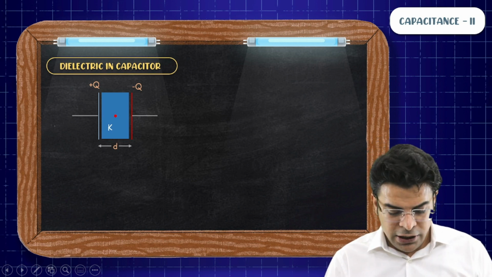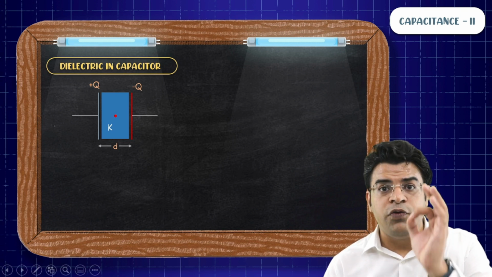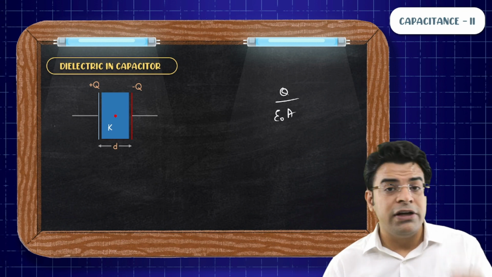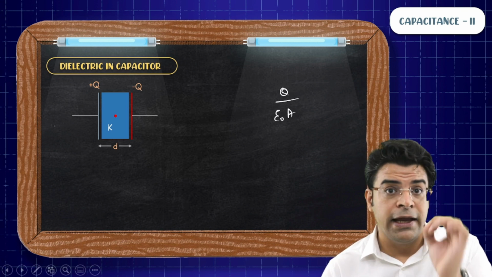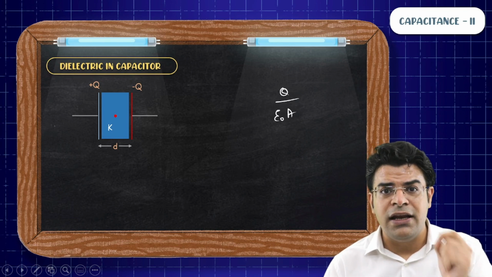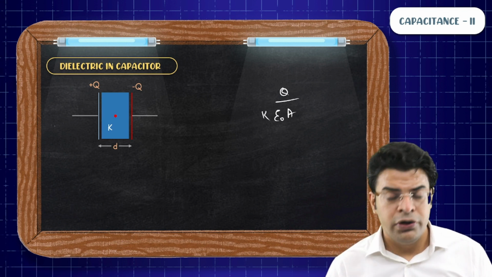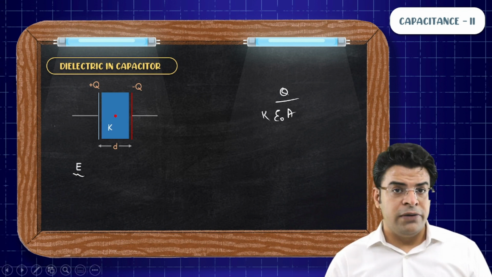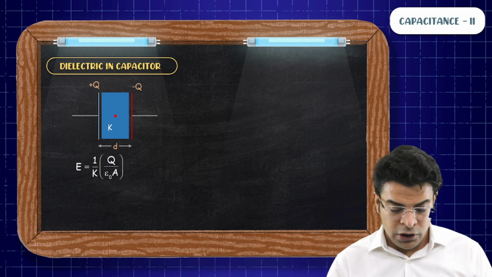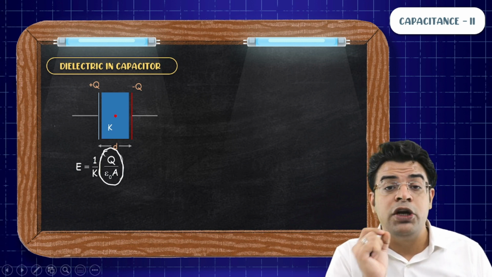So we will say that in the absence of this dielectric, we know that the electric field between the plates will be equal to Q upon epsilon naught A, in which both the plates contribute equally. Now once the dielectric has been inserted, the net electric field between the plates within the dielectric becomes K times smaller. So we will say that the electric field has to be equal to 1 by K times Q upon epsilon naught A. This part would have been the field between the plates if there had been no dielectric.